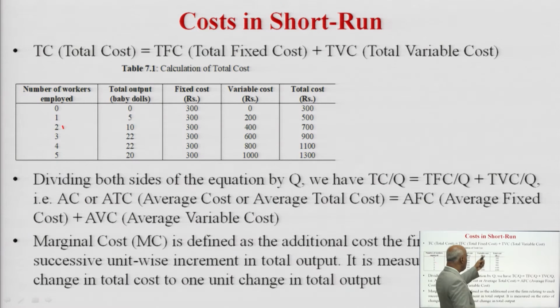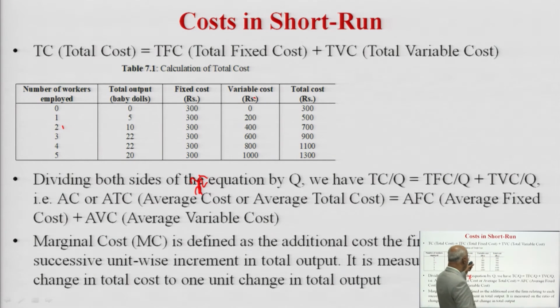But in the variable cost, what we observe is that if the labor works for 1 hour, he or she gets 200 rupees, then every additional hour or additional labor unit adds 200 rupees: 200, then 200 plus 200 is 400, then 400 plus 200 is 600. Like that, variable cost increases with the increase in output. And the total cost is nothing but the total fixed cost plus total variable cost.